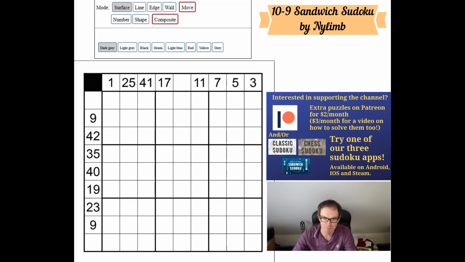This is by Nylimb, and it was published about a month ago on Logic Masters Germany. Since when, I've been asked to solve this puzzle many times by some very good solvers. Some people who've solved it say it's an exceptional puzzle, and some people who haven't solved it have noticed that it has a 99% rating on Logic Masters Germany, which means it's an exceptionally good puzzle.